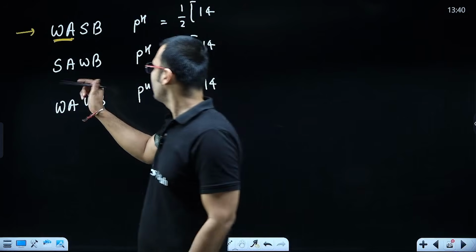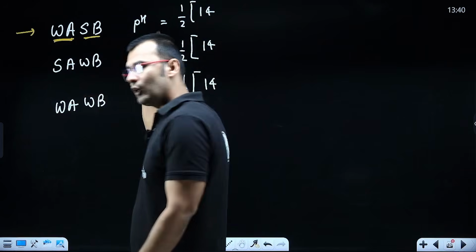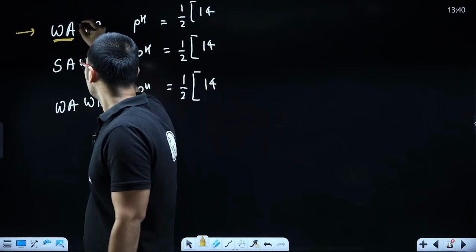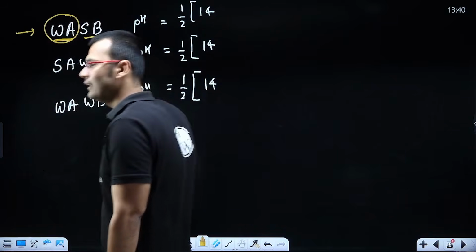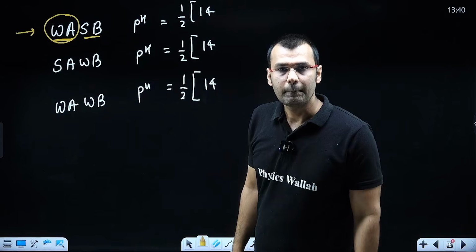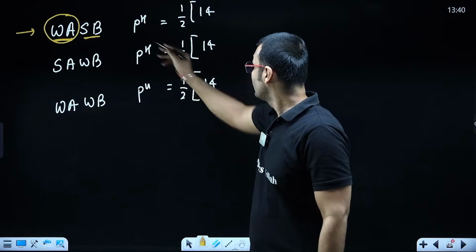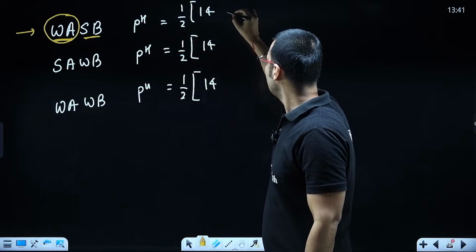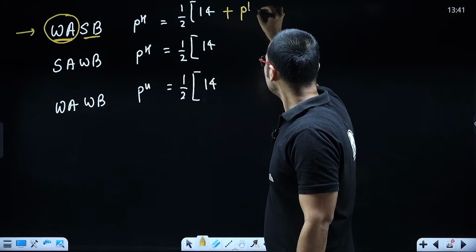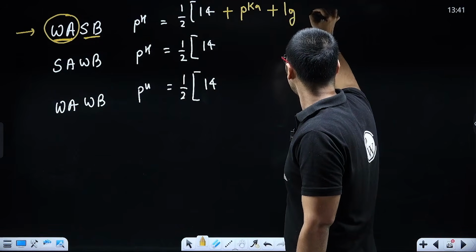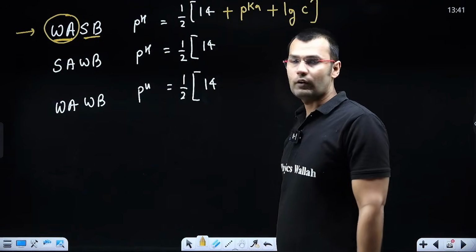So in the formula, only the terms of the weak component will be there. Like in the first salt, the base is strong, so you will not have Kb or pKb in the formula. Acid is weak, so you will have terms of acid. For acid we have pKa, and for acid please remember plus. So here the formula will be half into 14 plus pKa of that weak acid, again plus log C. C is the concentration of the salt.